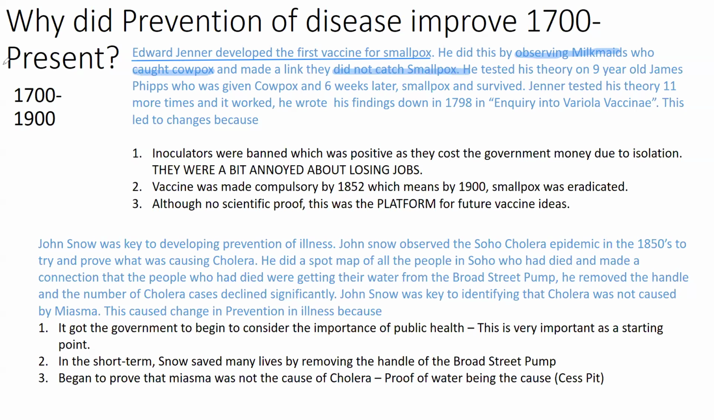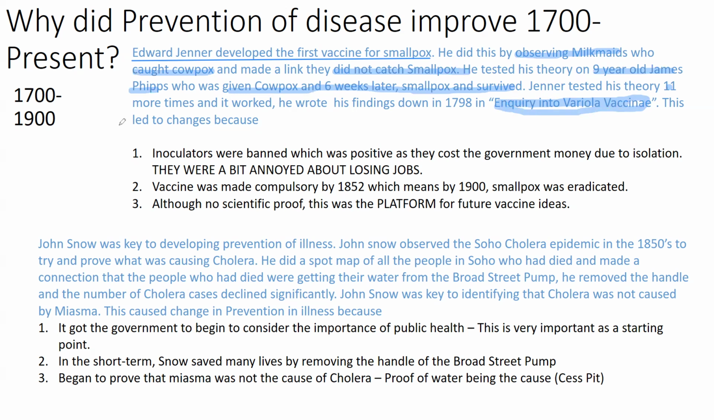For him to do this, he tested his theory firstly on 9-year-old James Phipps, who was given cowpox and 6 weeks later smallpox, and survived. He tested the theory 11 more times and it worked. He wrote his findings down in Inquiry into the Variola Vaccinae. Remember, it's called vaccine because vacca is Latin for cow. That's your story of Edward Jenner. If that's the detailed evidence that you remember for any GCSE paper, you're on a winner.